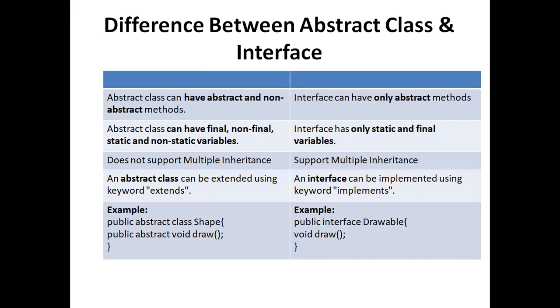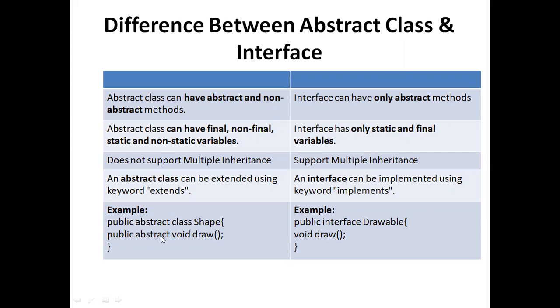Difference between abstract class and interface. So as we all know, abstract class can have abstract and non-abstract methods, while interface can have only abstract methods. Abstract class can have final, non-final, static and non-static variables, while interface has only static and final variables. Now, if we see for the interface, it supports multiple inheritance, while abstract class does not support it, and the keyword extends is used while in interface implements is used.